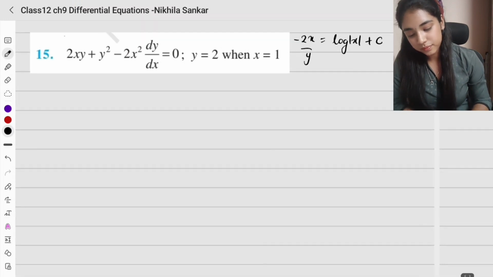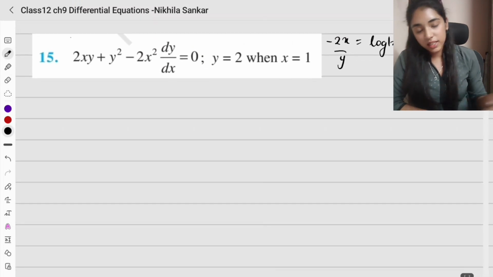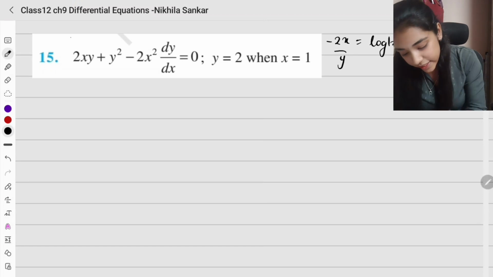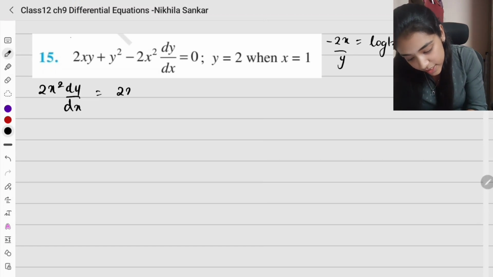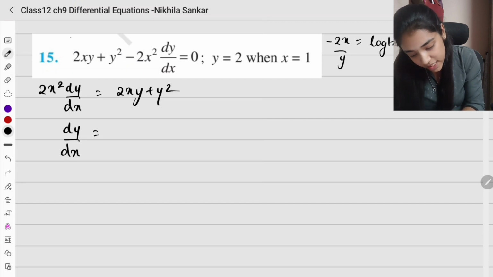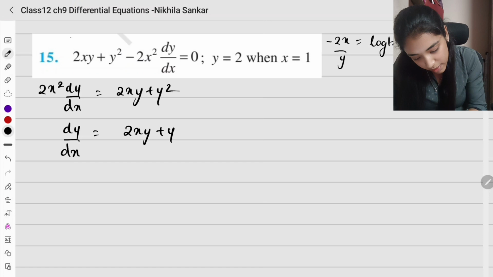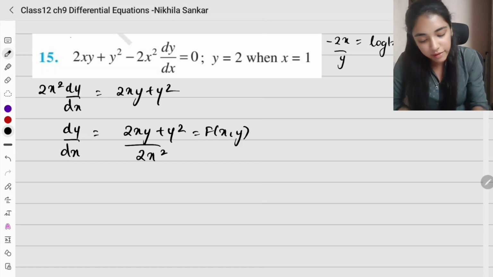Question number 15. Taking dy by dx to one side and the others to the other side, now I have 2x square dy by dx equals 2xy plus y square. So what is my dy by dx? It is going to be 2xy plus y square divided by 2x square. So this is going to be my f of x y.